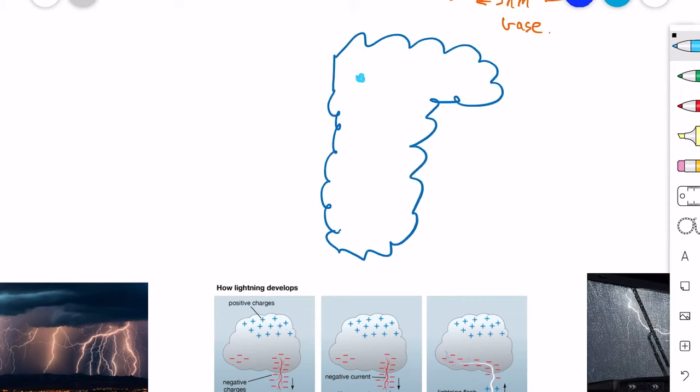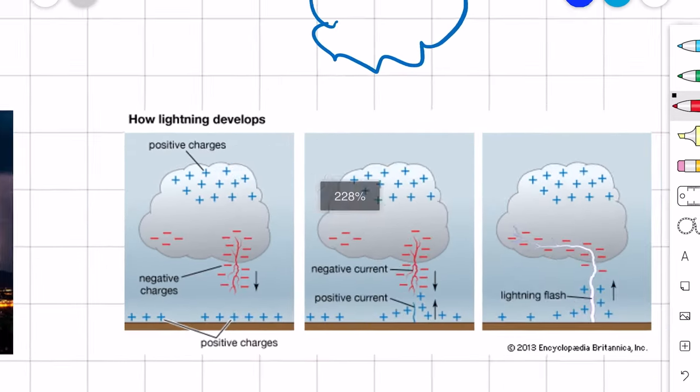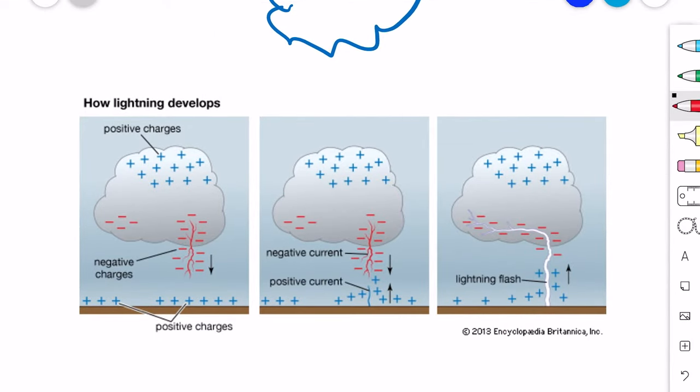As the ice crystals inside a thunderstorm cloud move up and down like this, they collide with each other. This separates the positive and the negative charges of the cloud. The top of the cloud becomes positively charged while the base of the cloud becomes negatively charged, like what we can see here. Now, since there's a negative charge near the bottom of the cloud over here, a positive charge on the ground right below the cloud is formed like this.